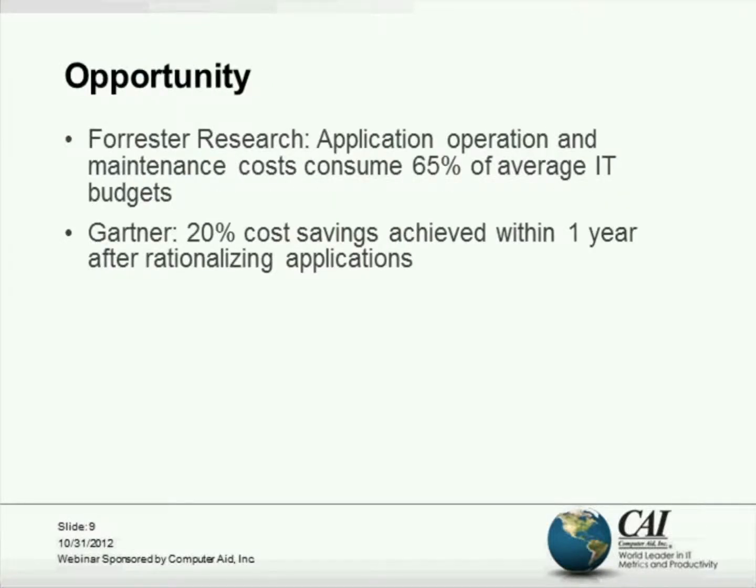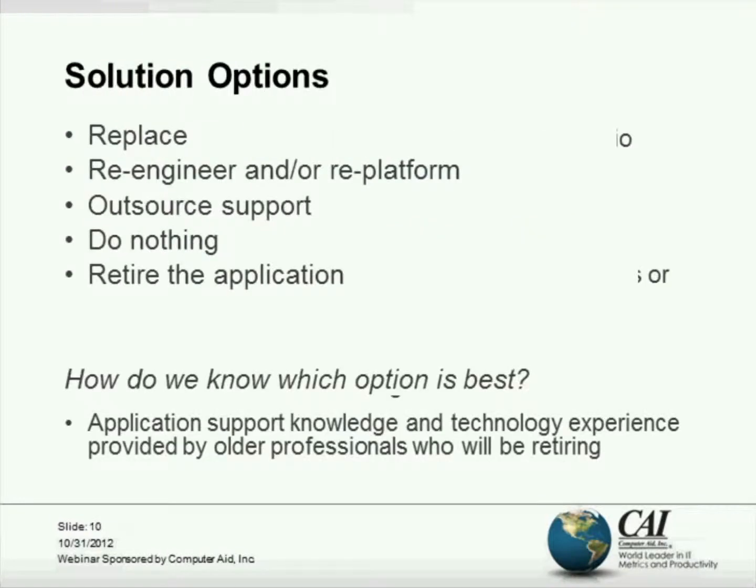Well, what does the industry say about the opportunity? If you look at Forrester, Forrester says that application operation and maintenance costs consume 65% of the average IT budget. So we give a lot of attention to which projects we're going to implement, and yet we're ignoring 65% of the budget. And then even Gartner comes in and says that an IT organization can actually achieve 20% cost savings in the first year if they simply rationalize the applications and decide which ones are providing value and which ones are not.